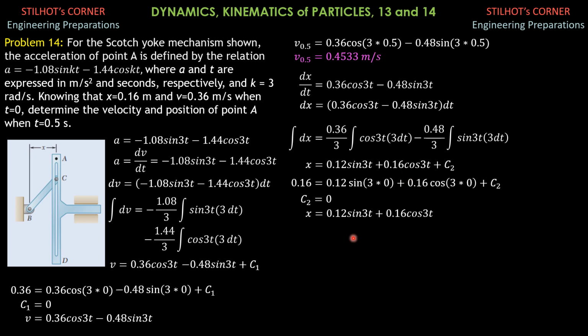Then, using your calculator, let's evaluate the position when time is 0.5 seconds. So x sub 0.5 is 0.12 sine of 3 times 0.5 plus 0.16 cosine of 3 times 0.5. With your calculator still in the radian mode, the position of point A is equal to 0.1310 meter. So that's it for this video.